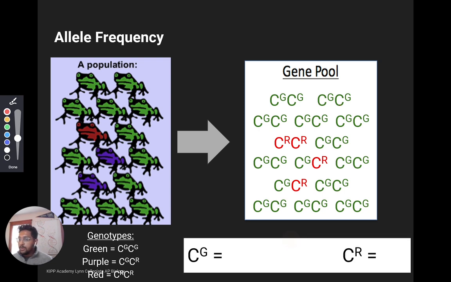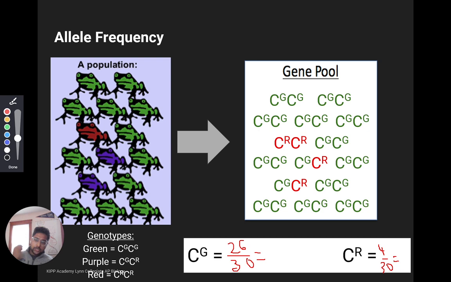We want to know the frequency, the percentage of CG in the population. So we can actually do this by creating an equation. We know that there's 30 total alleles, right? So we know the denominator here needs to be 30. And we know that there's 26 CG. And so we can do 26 divided by 30. And then here we know that the remainder is 4 over 30. And here we can find the answers there.